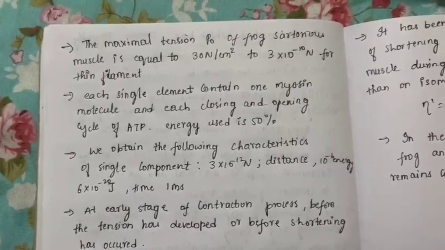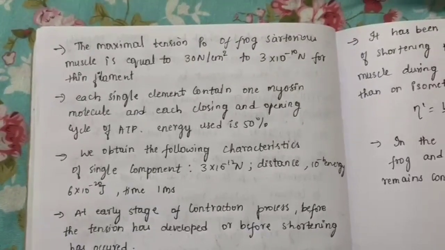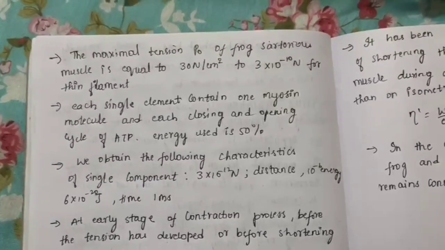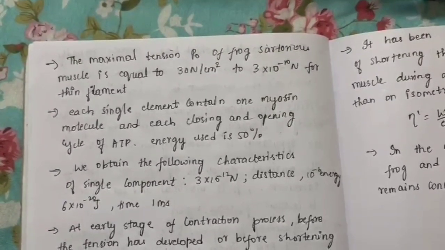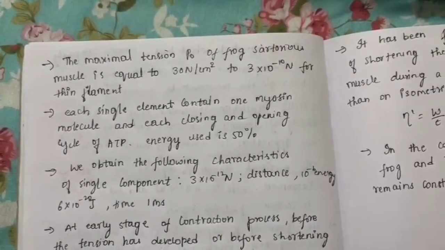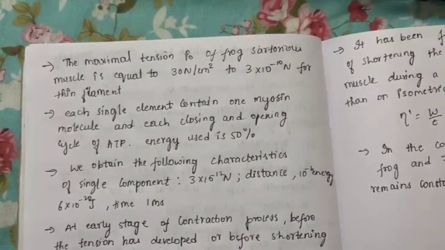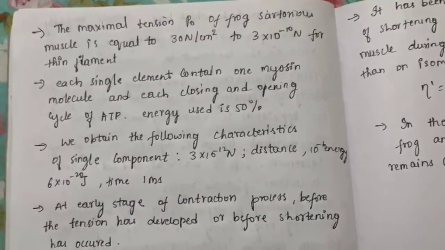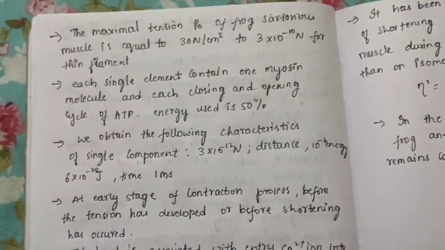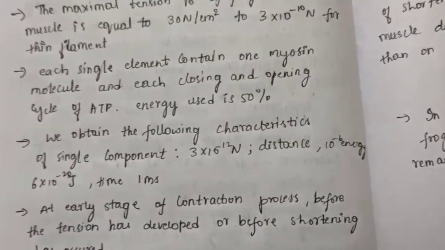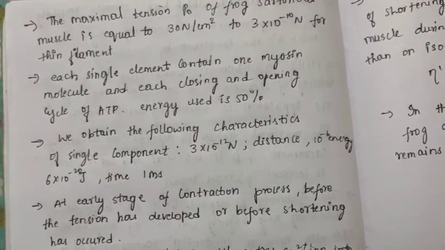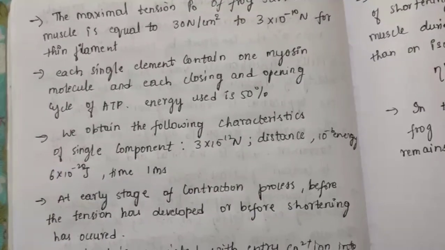The maximal tension P naught of the frog's muscles is equal to 30 Newton per meter square, or 3 into 10 to the power minus 10 Newton for the thin filaments. Each single element contains one myosin molecule, and in each closing and opening cycle the ATP energy used is 50%. We obtain the following characteristics of the single element: force 3 into 10 to the power minus 12 Newton, distance 10 to the power minus 6, energy 6 into 10 to the power minus 20 joule, and velocity 1 meter per second.